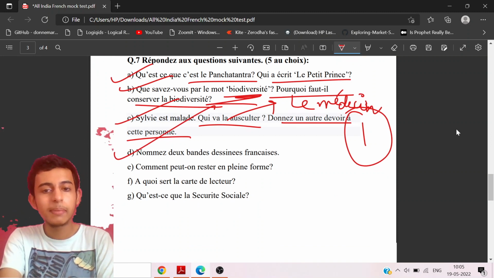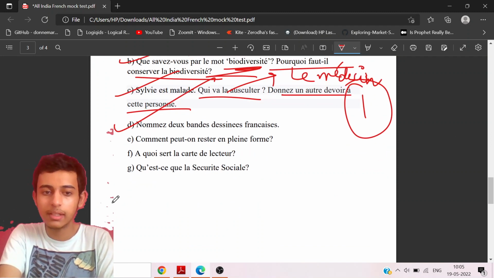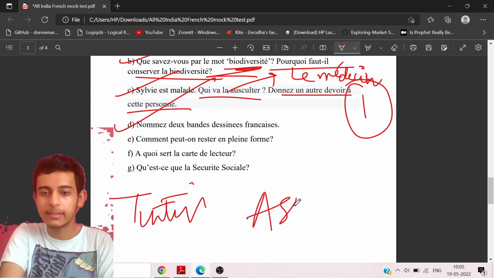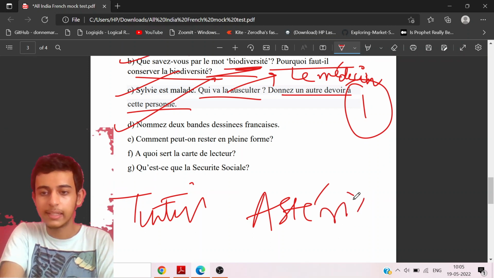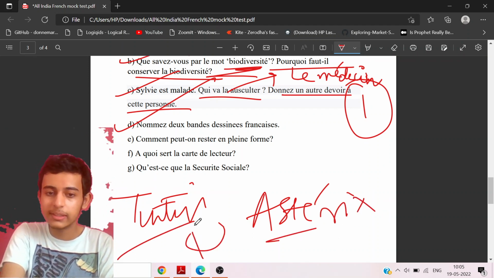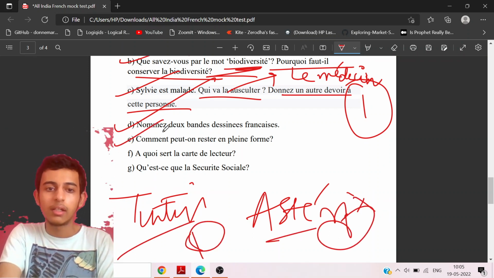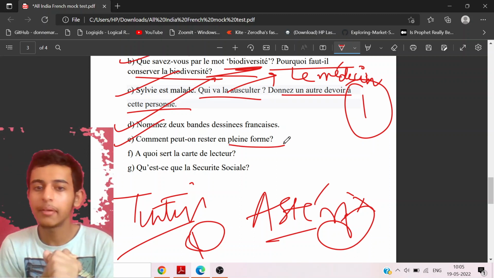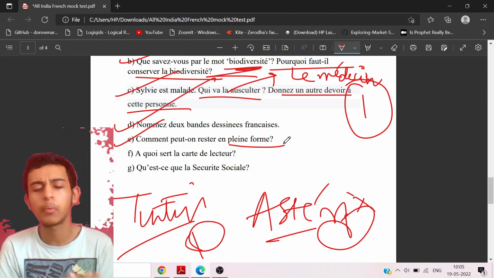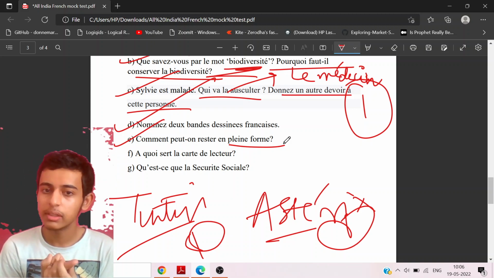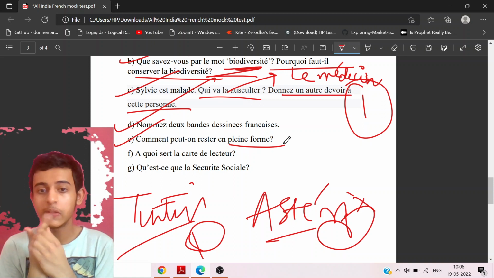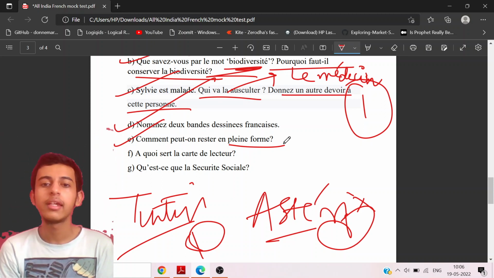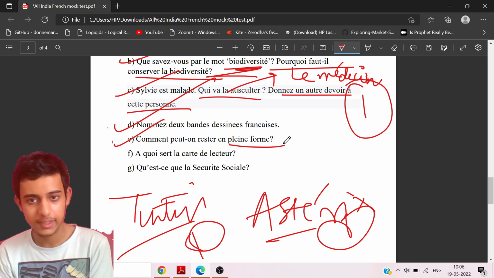D. Nommer deux bandes dessinées françaises, Tintin, number 1, and Asterix. 1 mark for Tintin, 1 mark for Asterix. E. Comment peut-on rester en pleine forme? Very easy. You can talk about food and physical activity. 2 points are enough. Okay? Manger la nourriture nutritive comme les légumes, les fruits, etc. Et aussi faire une activité physique.